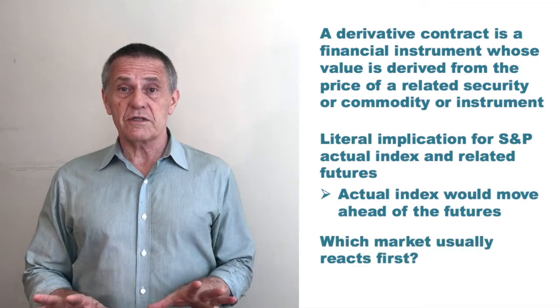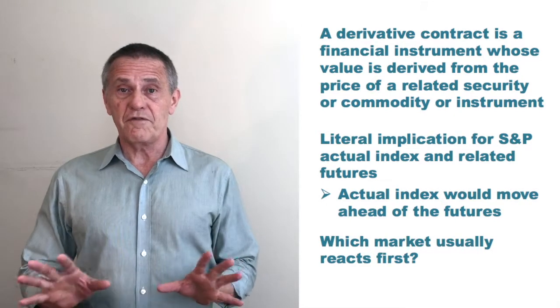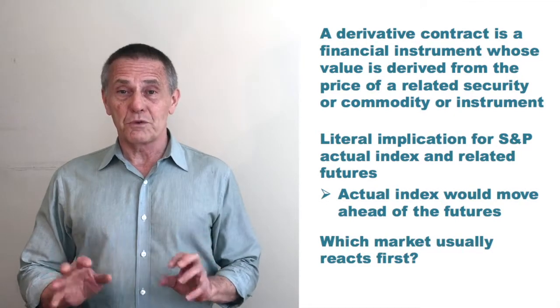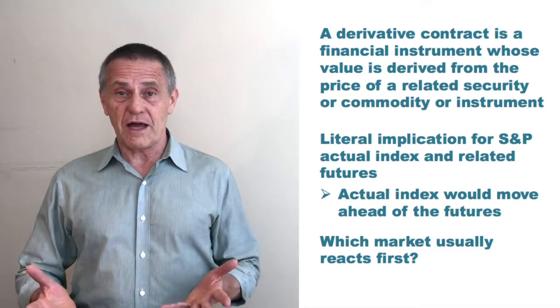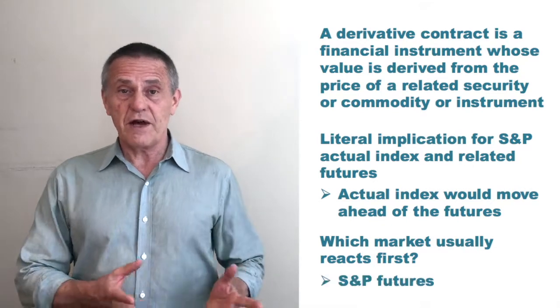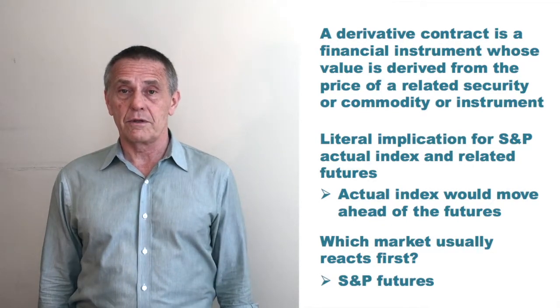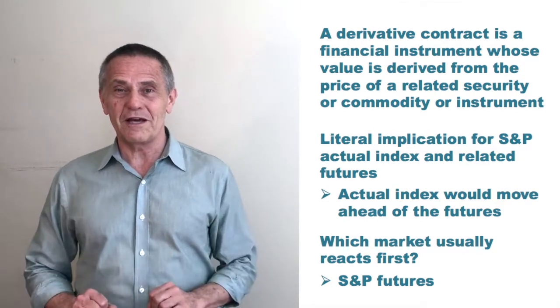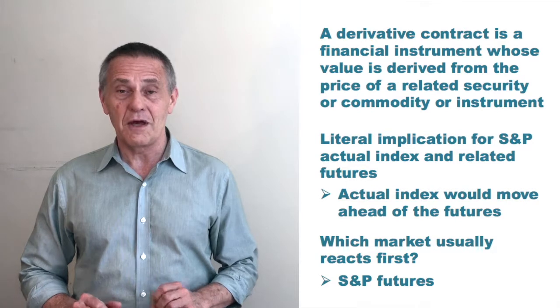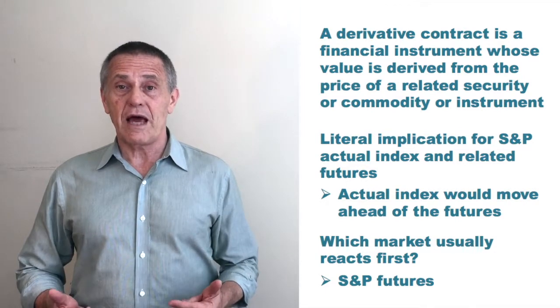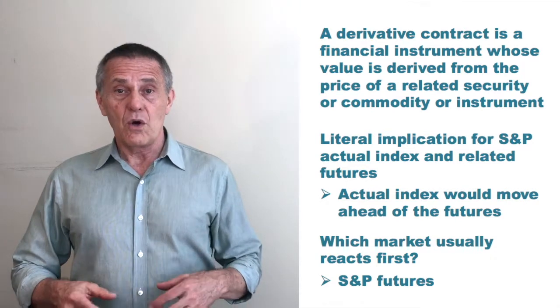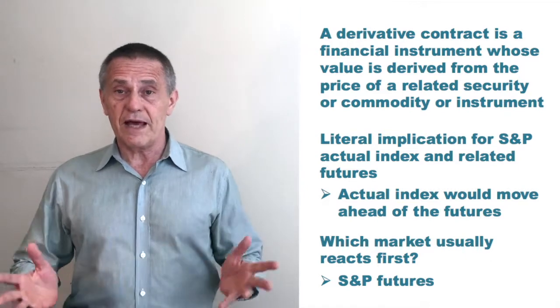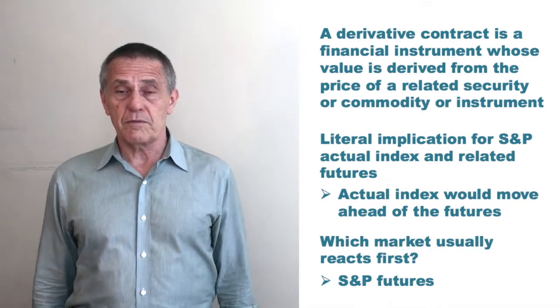And yet, what are the statistics? Well, it turns out in the vast majority of instances, on the release of new information that might affect equity prices, the futures move ahead of the actual stocks. Now, some people hear that and they might think it's more like the tail wagging the dog than anything else. But that is actually not uncommon. There are many sectors where futures markets might move in advance of the related securities or commodities market.